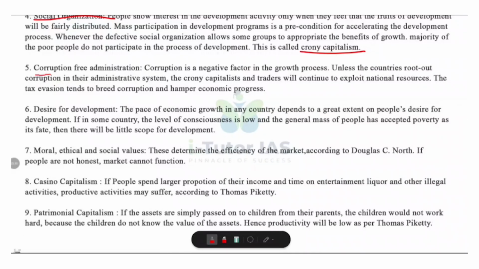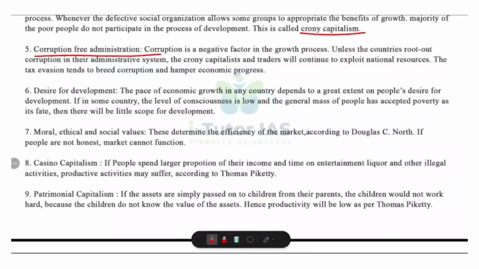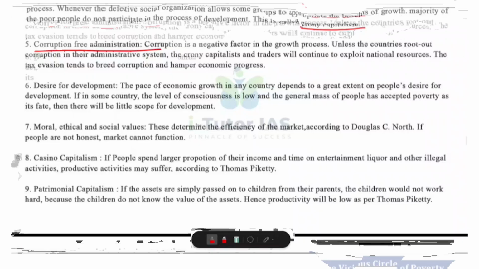Then, fifth one, corruption-free administration. Corruption is one of the biggest enemies of development. When corruption enters administration, what happens? It allows crony capitalists and traders to exploit natural resources for personal gain. Corruption also encourages tax evasion, and when taxes are not collected properly, the government gets less revenue to spend on education, health, infrastructure, and welfare programs. So, a corruption-free, transparent administrative setup is not just an ethical requirement. It is an economic necessity for development.